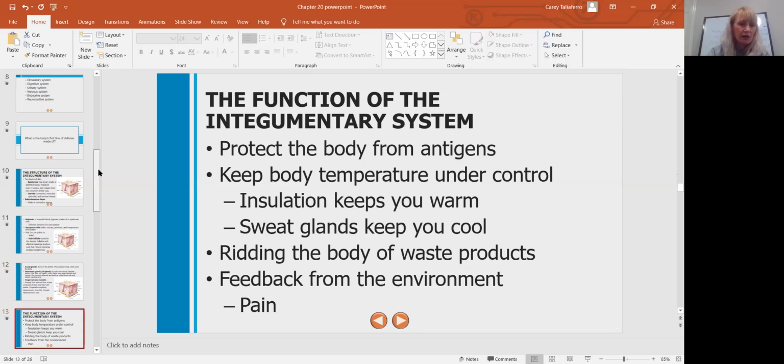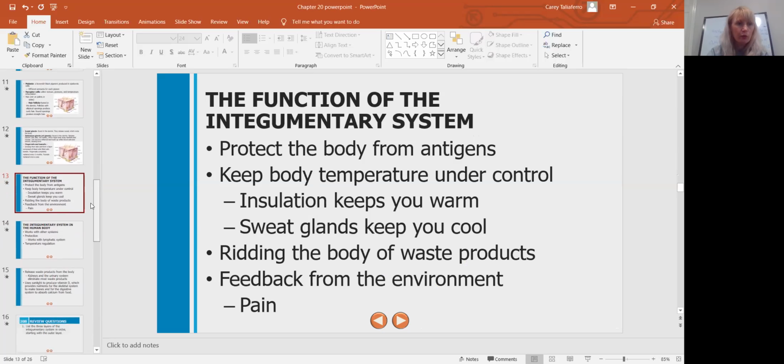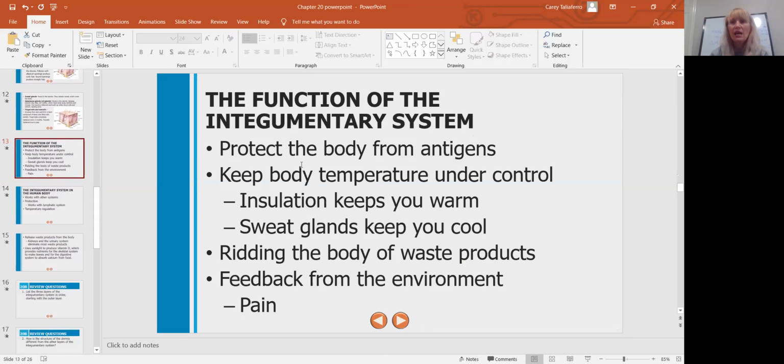So what's more about the function of the integumentary system? It protects your body from antigens. Typically we think of antigens as bacteria and viruses, but they could also be various other parasites and protozoans. It's your first line of defense, that barrier. Because remember, when you get sick, it's not because things are going through your skin. You're not soaking up viruses and bacteria. Your skin can hold on to them for a little while, but they're not penetrating your skin.